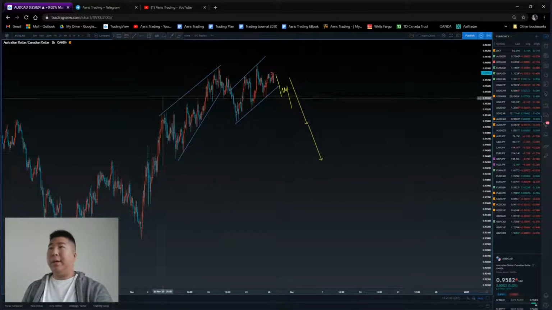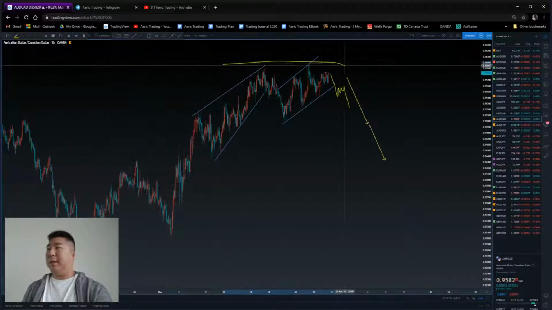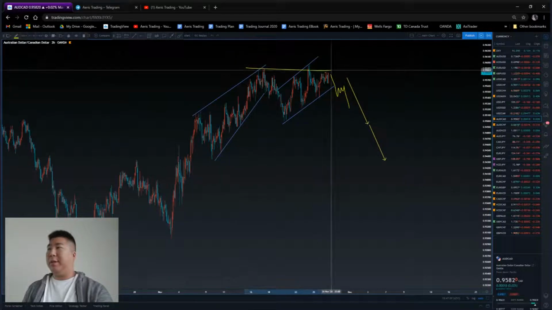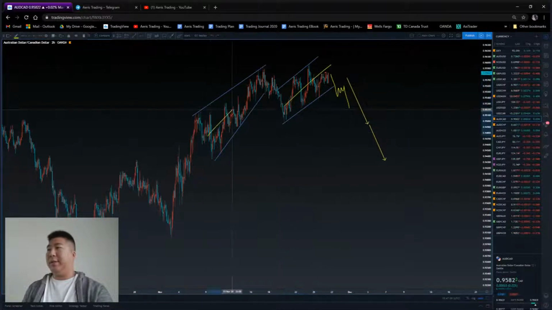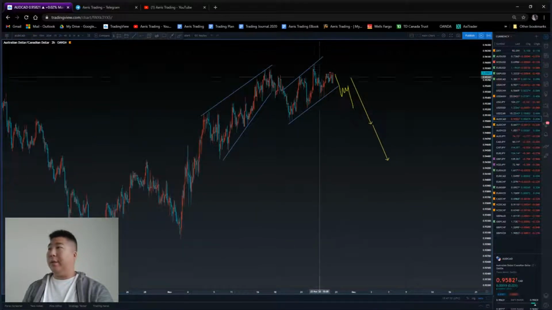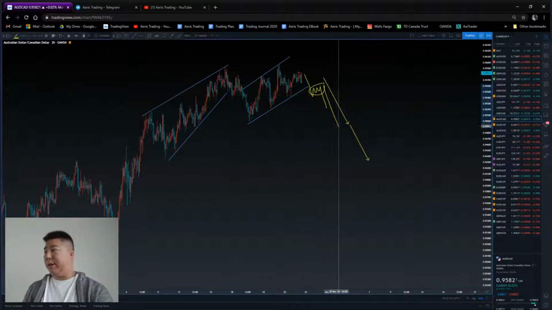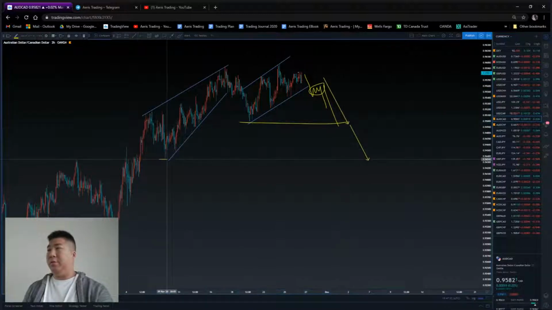Looking at Aussie CAD here, I like what I'm seeing because we have a kind of double top from the recent price action. We're seeing this ascending channel as well, so very corrective price. And if this is to break out from the structure, then waiting for a correction would be ideal to continue to the lows. I think this one is okay. I do like Kiwi CAD more. We'll go over Kiwi CAD after.